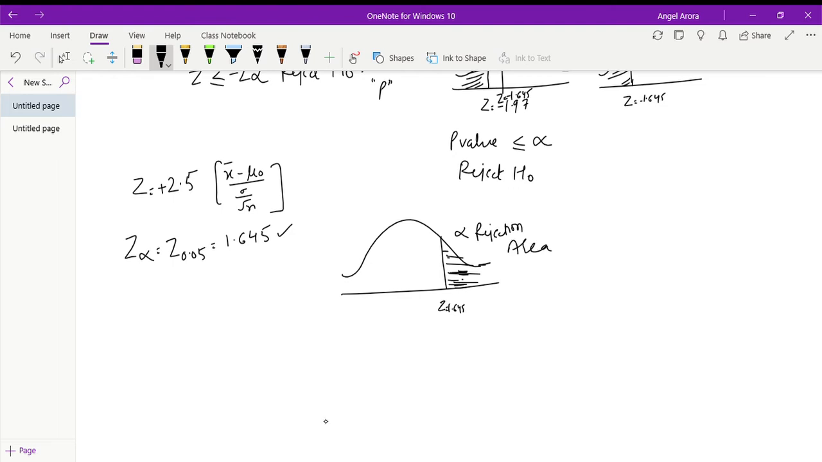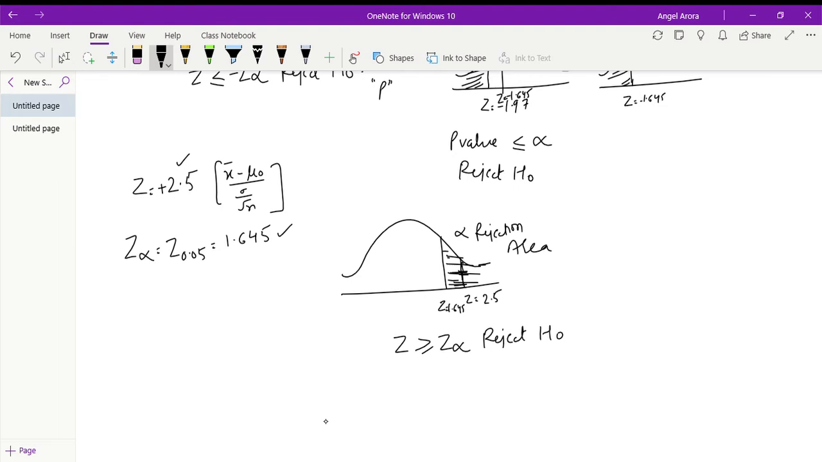Z test statistic was 2.5. So obviously this is on the right hand side. This falls in the rejection area, or we can say that Z is greater than or equal to Z alpha. So we will reject the null hypothesis.